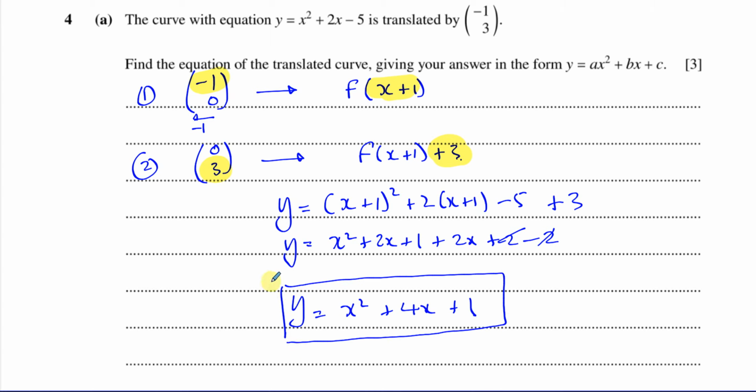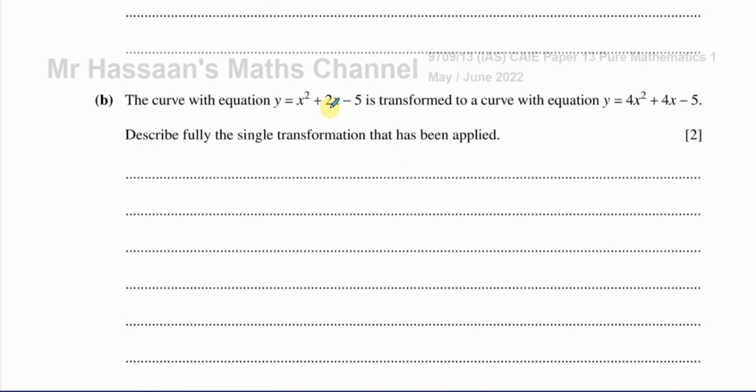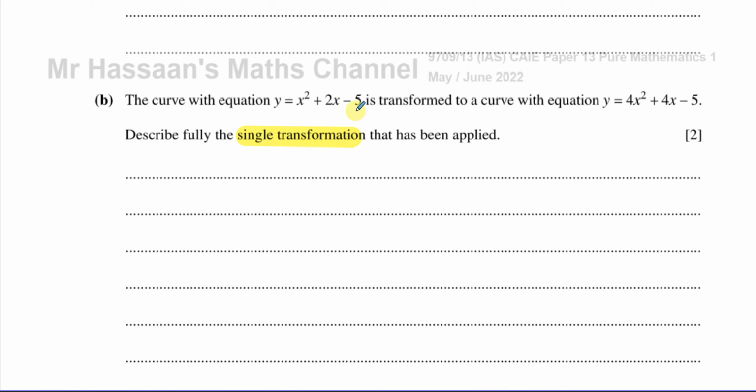Now for part B, it says the curve with equation y equals x squared plus 2x minus 5 is transformed to a curve with equation y equals 4x squared plus 4x minus 5. Describe fully the single transformation that has been applied. Now, if we observe what's happened here, the minus 5 hasn't been changed. So we can't say the whole thing has been multiplied by something, or you've added or subtracted something from the whole function. The only thing that's changed are the x's. The whole function hasn't been changed.